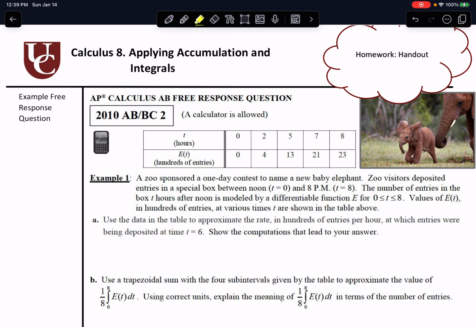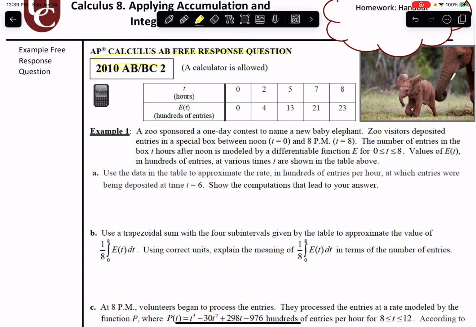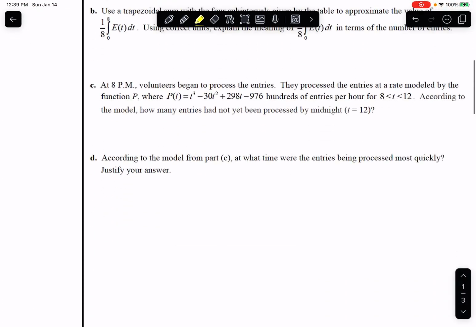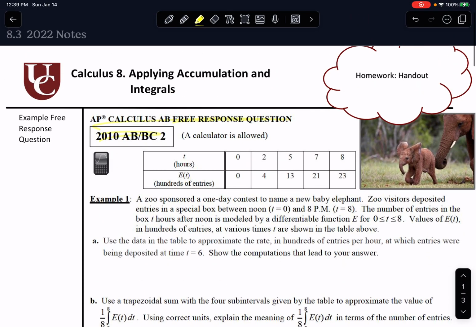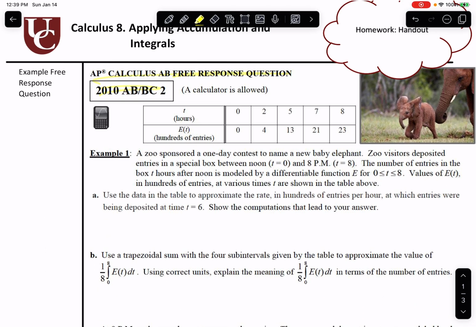So I'm going to be doing some word problems, but actually the first one is a real free response question that was on the 2010 AP test. So it's got several parts, as you can see, and several things that we have to do. So let's just see what we have. First of all, notice it's calculator active, which is good.